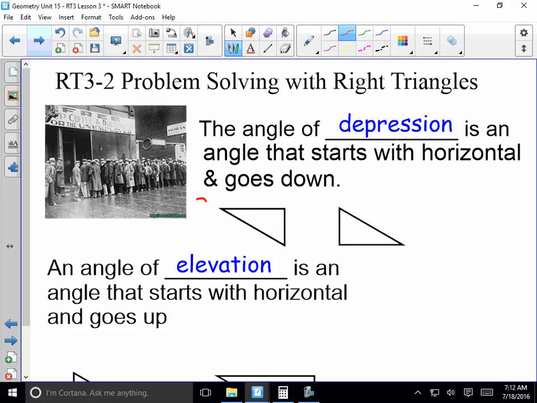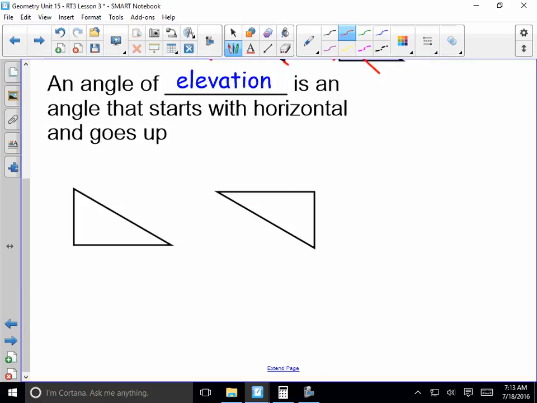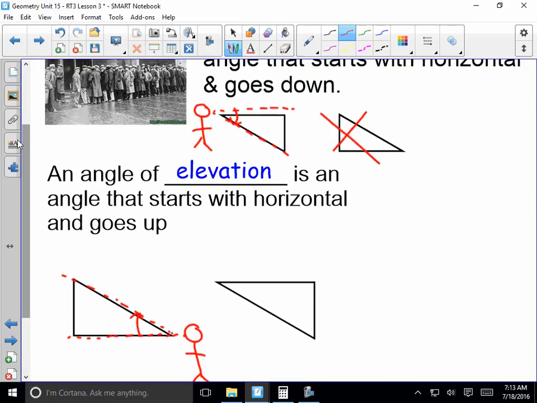So what I always like to think about is the fact that I'm looking at the angle horizontally, and then I'm looking down to create an angle of depression. Okay, this is not an angle of depression. An angle of elevation starts with the horizontal and then goes up. So if I'm looking at these two options, the angle of elevation would be this angle here because I'm looking at the horizontal and then I look up for an angle of elevation. So you can see that that angle opens up for an angle of elevation. This angle opens down for angle of depression.